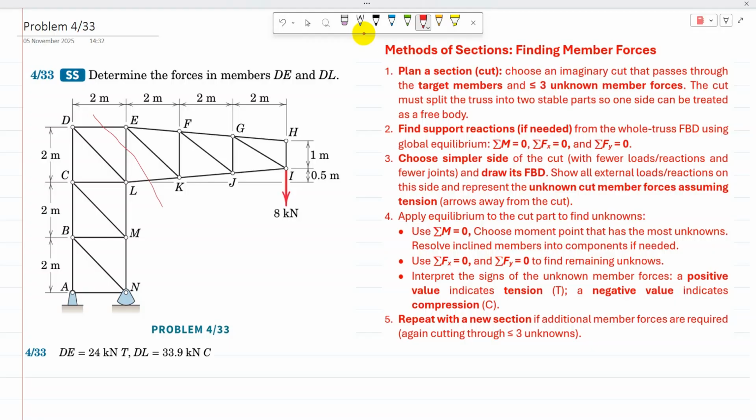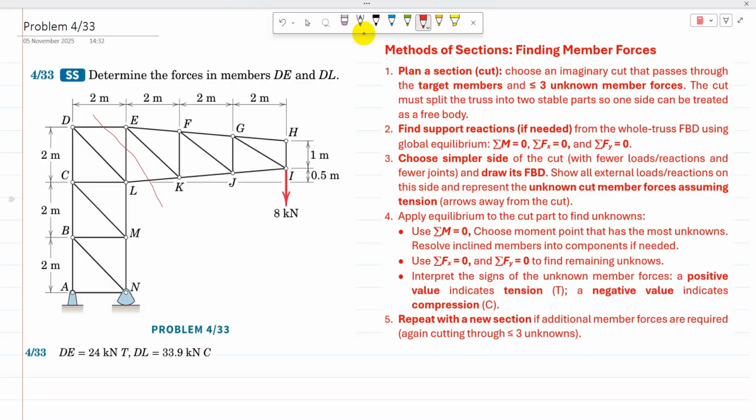For this case, let's say I'm going to put a cut here, and then I'll get two sections, one on the right and one on the left. Then I have to choose a simpler side of the cut, with fewer loads, reactions, and fewer joints, and draw its free body diagram. If I select the right end, there is one given load there. But on the left side, there are two supports.